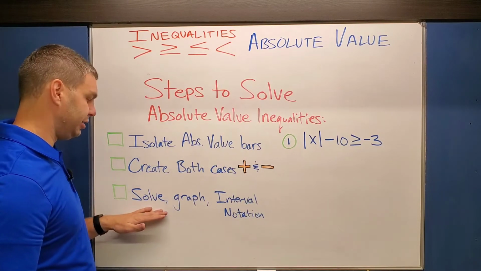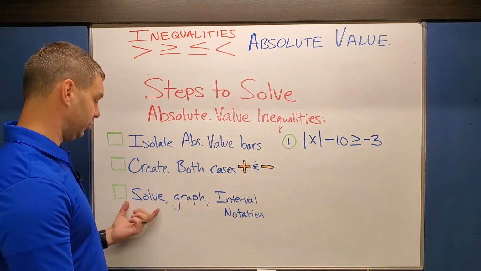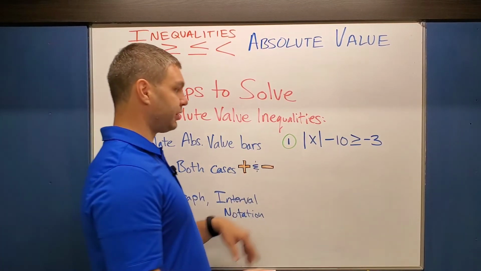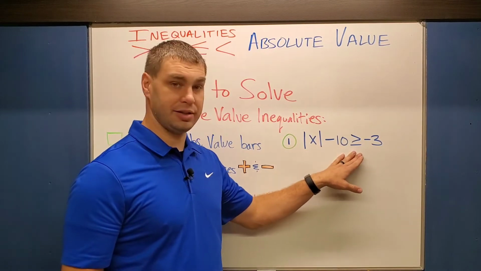And then lastly, we need to solve, graph, and write the interval notation. Some teachers may be a little bit more picky as to what you do. I have my kids do all 3. So let's try it here in example 1. Example 1, it says the absolute value of x minus 10 is greater than or equal to negative 3.